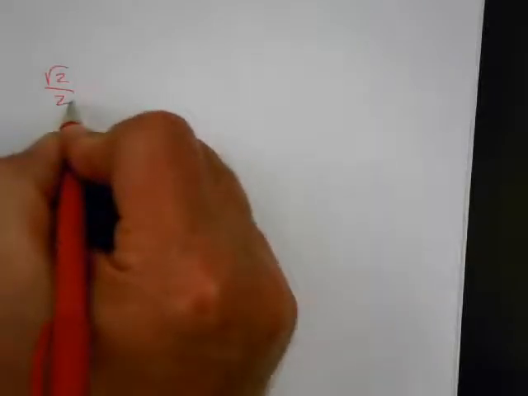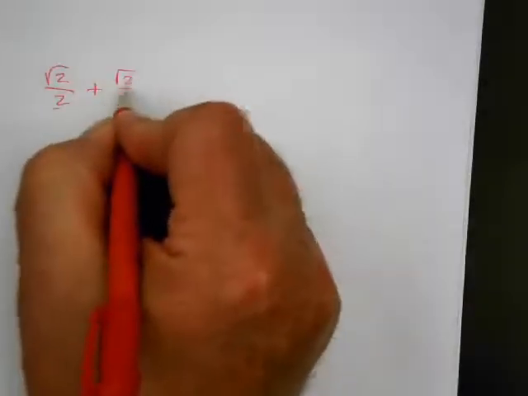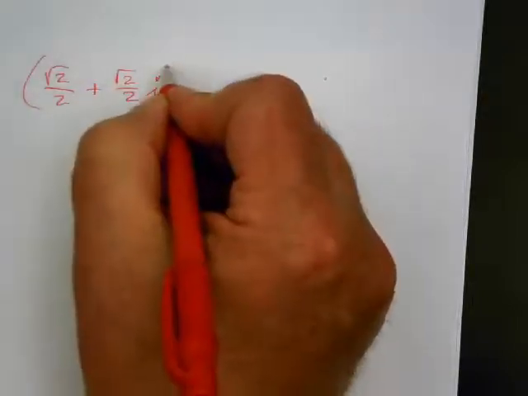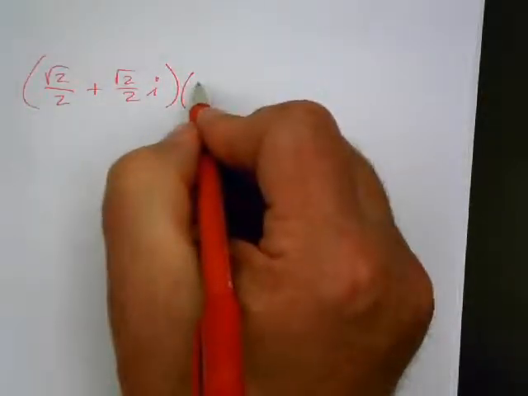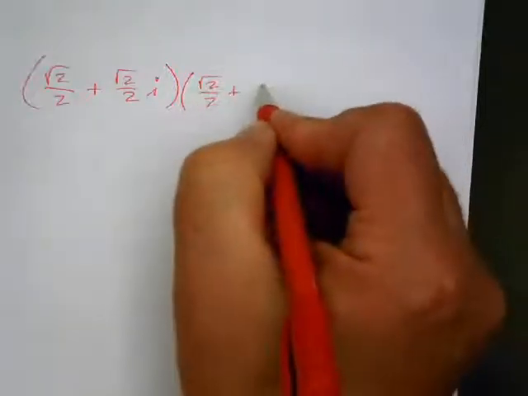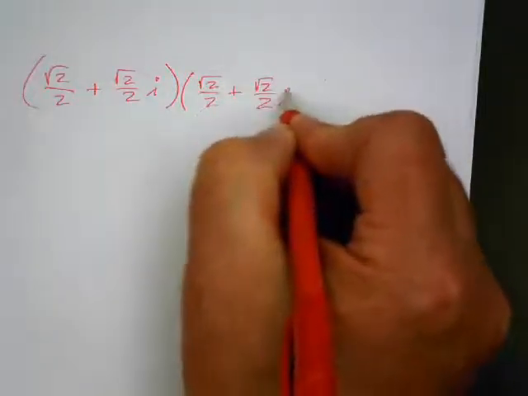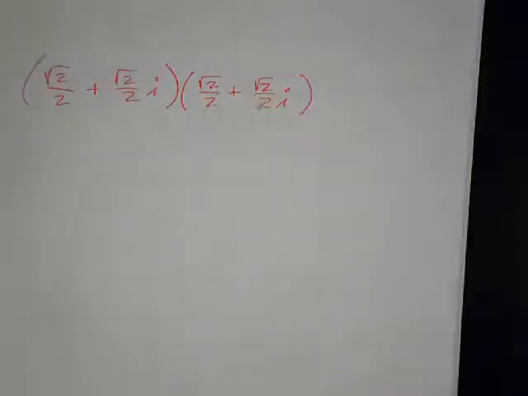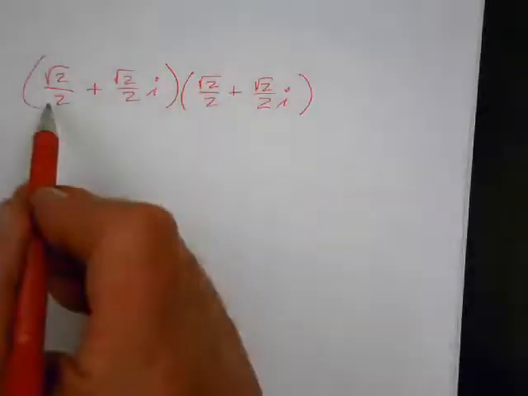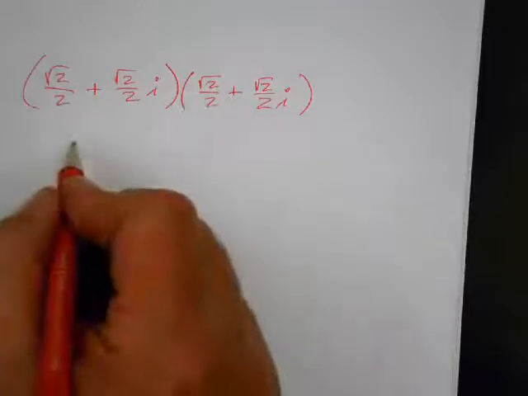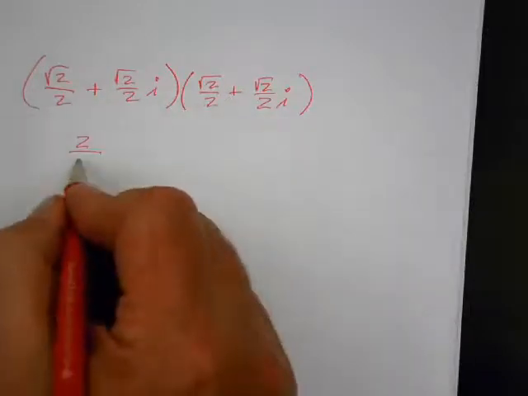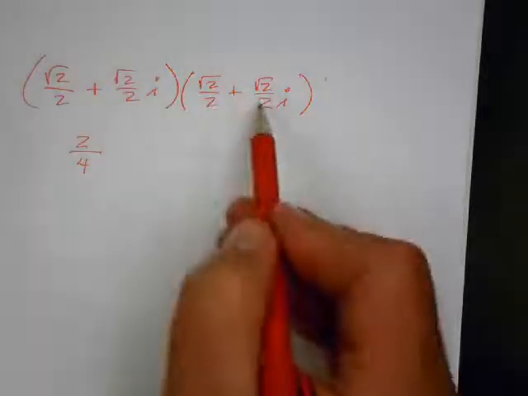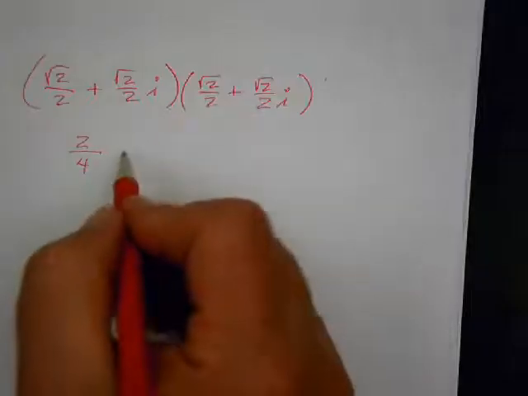Root 2 over 2 plus root 2 over 2i. And I need to square this. That's basically how I'm going to show that just one of them is the square root of i. So, first times the first in each one, root 2 times root 2 will just be 2. On the bottom, 2 times 2, that's 4. Then the outside one, root 2 times root 2, again, is going to be 2. And then 4 on the bottom, but this one has an i.